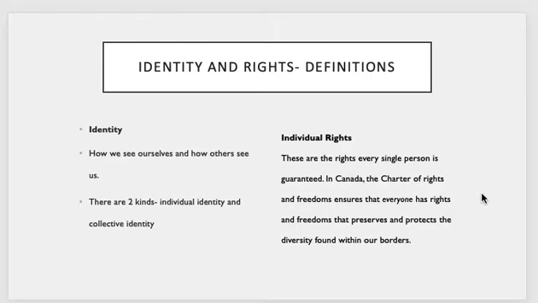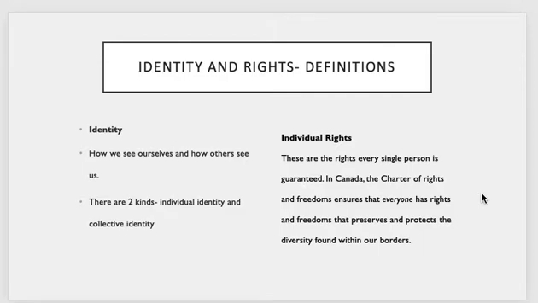So here we have two definitions, right? Identity and rights. So identity is first of all how we see ourselves and how others see us. All right, so there's usually two types of identity. There is individual identity, right? So the identity of a single person, and collective identity, it's the identity of a group of people, right?